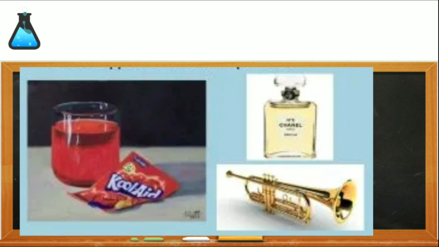Here are some more examples of homogeneous mixtures. So when we have these sports drinks like Kool-Aid, when it's completely dissolved, that's one of the keywords that you'll see in a homogeneous mixture: when it's completely dissolved, then we have a homogeneous mixture. Perfume is another example of a homogeneous mixture. You want to have all of those aromatic compounds evenly mixed throughout your bottle. Not all homogeneous mixtures have to be a substance that's dissolved in a liquid like water.